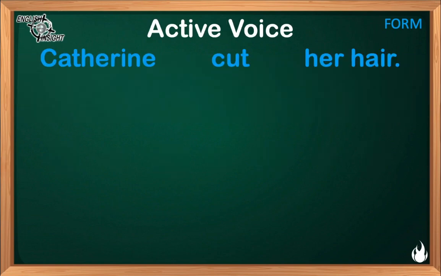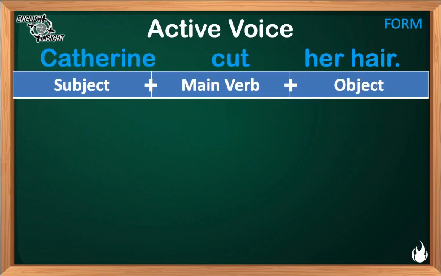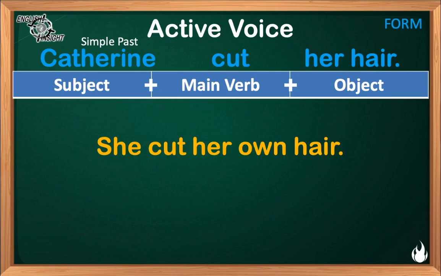Catherine cut her hair. It follows the structure of subject, main verb, and object. It is a sentence in simple past, and the sentence is in active voice, which implies that she cut her own hair. She did the action, or the subject is the one who did the action, in this case, Catherine.